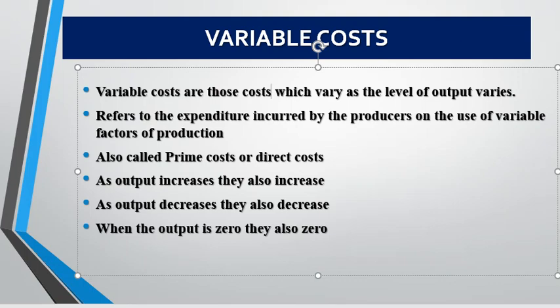Variable cost is also known as a prime cost or direct cost because it is directly related to the production. As output increases, they also increase. As the output decreases, they also decrease. When the output is zero, they are also zero. The fixed costs do not have any connection with the output; if the output is zero, still that cost is incurred. But variable cost varies with the level of output.